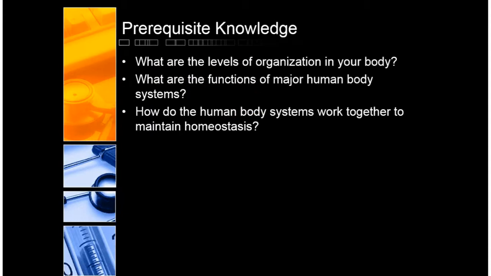What I need you to know, and so your prerequisite knowledge, is what are the levels of organization in your body. And remember, when we discussed the levels of organization in our bodies, we discussed how the smallest functioning unit in our body would be a cell. And a group of similar cells would create a tissue, and a group of similar tissues would create an organ, and similar organs create an organ system.